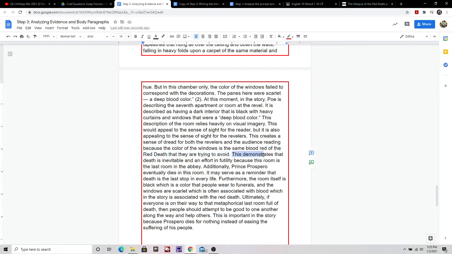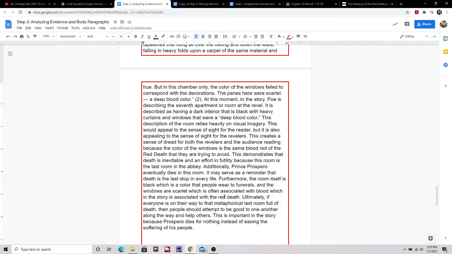This demonstrates that death is inevitable and an effort in futility because this room is the last room in the Abbey. Additionally, Prince Prospero eventually dies in this room. Again, because it's the last room in the Abbey, he has nowhere left to go. It may serve as a reminder that death is the last stop in every life. Furthermore, the room itself is black, which is a color that people wear to funerals, and the windows are scarlet, which is often associated with blood, which in the story is associated with the Red Death.